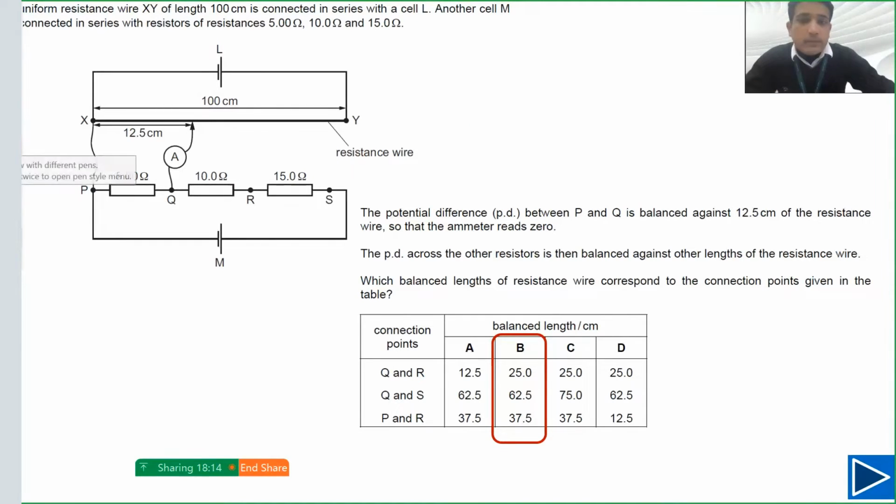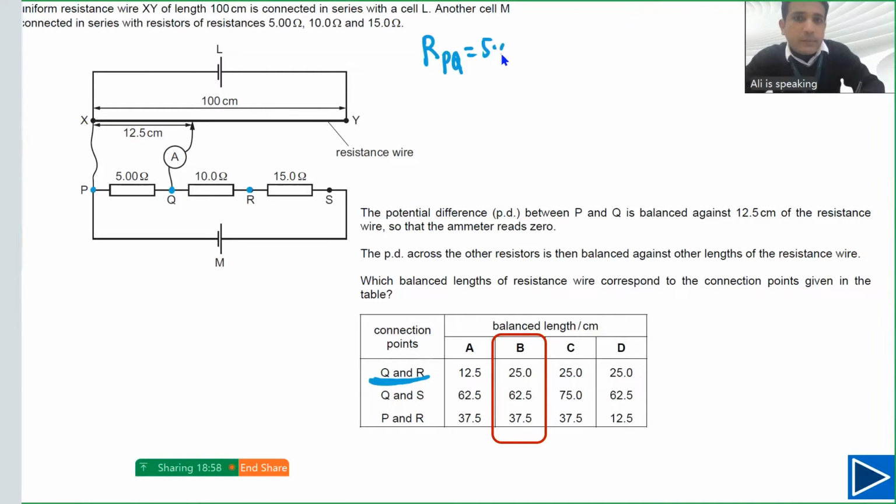The answer for this one is B. Let's try to understand how we can answer this problem. First, you need to understand that the question is asking you to find Q and R, meaning the balance length for Q and R. This is the point Q and this one is R. We have already discussed that between P and Q, the resistance is 5 ohms, and L is equal to this one. So we can write the resistance of PQ is equal to 5.0 ohms.